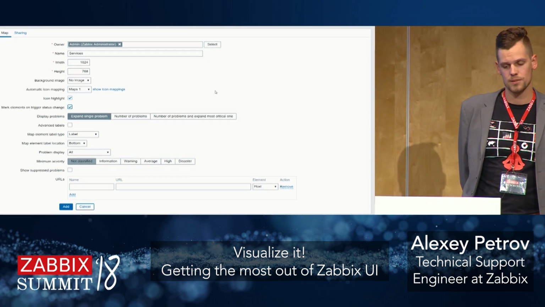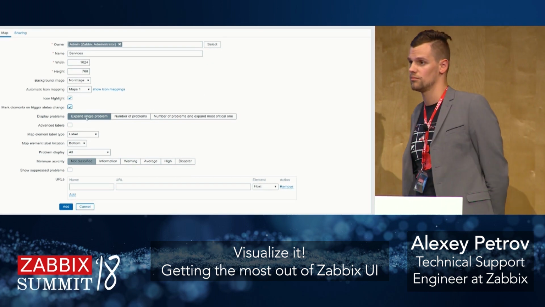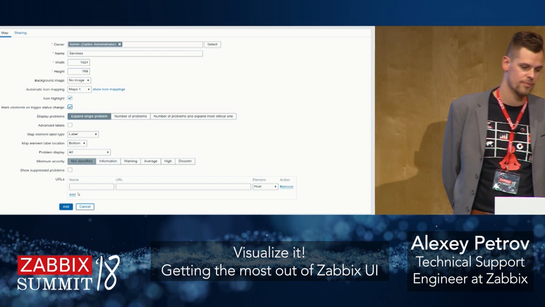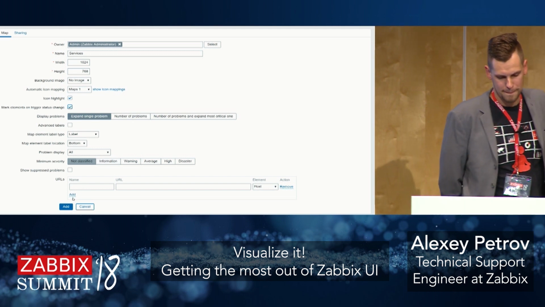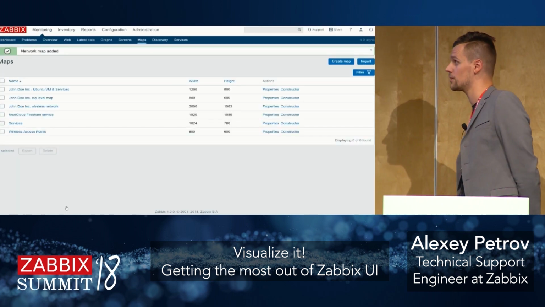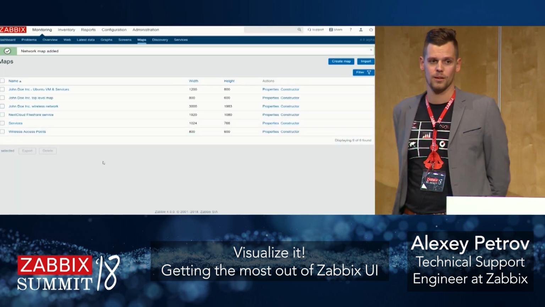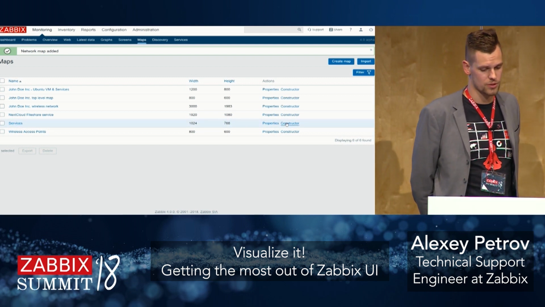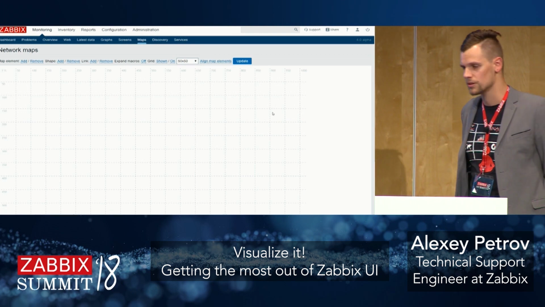Select some effects like icon highlighting to make sure you will spot if there are any issues with your host. You can filter by the minimum severity if you would like. You can use some advanced labeling options right there, or you can configure them in the constructor. So open the constructor.